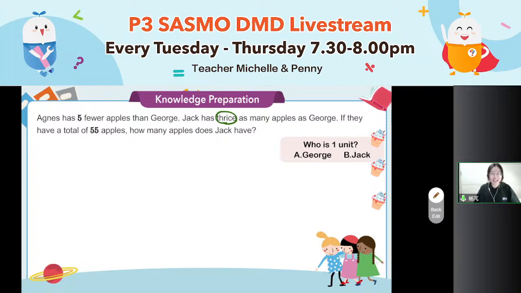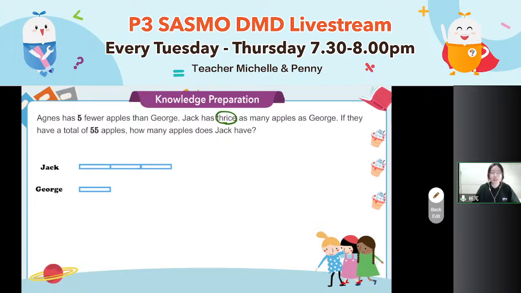It says Jack has 3. So that means Jack and George has less. George is 1 unit. Jack will be 3 units. Okay, now I have already drawn out 1 unit, 1 unit, 1 unit, 1 unit, all together 4 units.